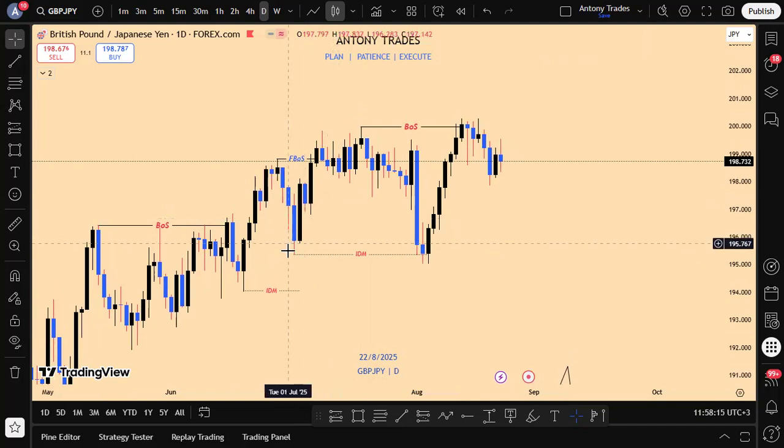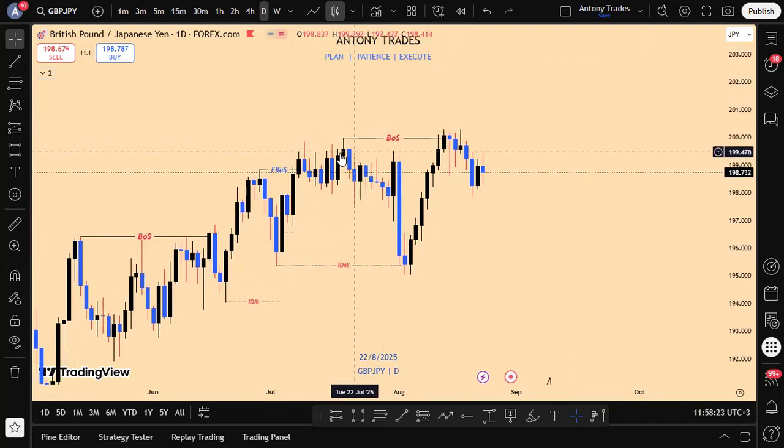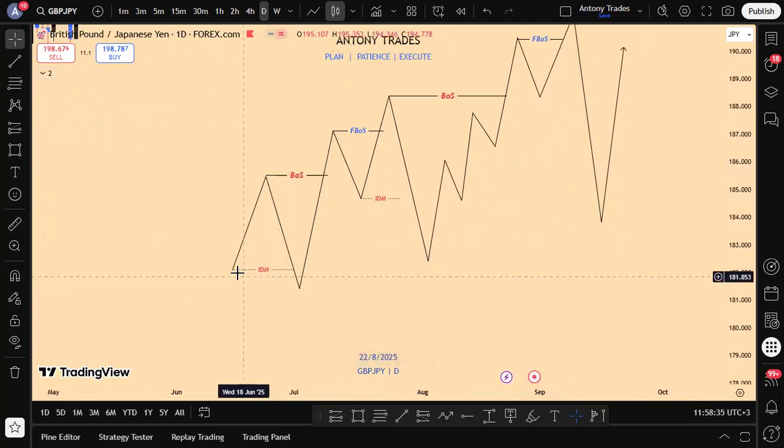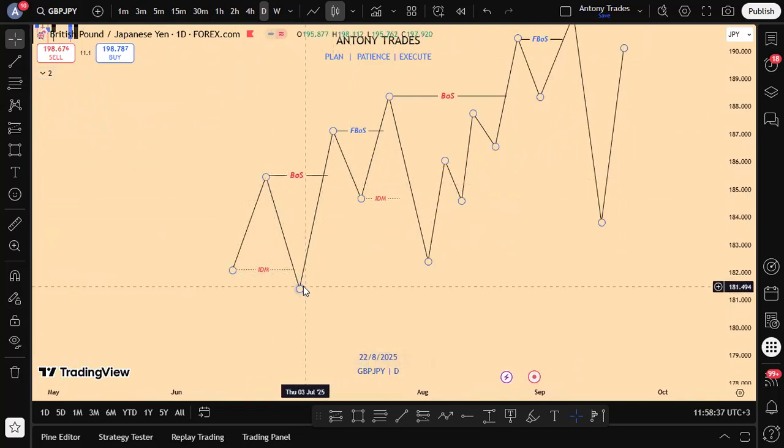Now, after sweeping this inducement or after sweeping this liquidity, it went ahead and broke structure to the upside. Then by market sweeping this inducement and going up to break the structure, that validates this to be a valid break of structure, as I have illustrated in this chart. We have to see inducement, market sweeping the inducement, then going up to break the structure.